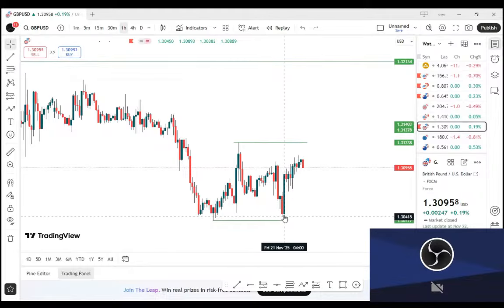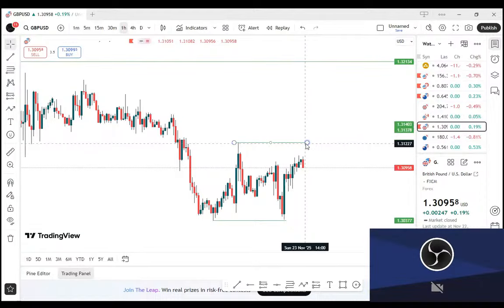After price comes back here, what happened? This is a huge engulfing candlestick being respected here, a very huge engulfing candlestick, and this is our key zone. This is 1.30377, and what happened? Price bounced immediately, then bounced back to these highs.